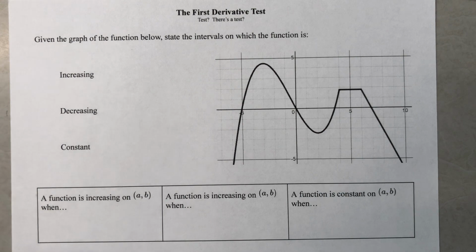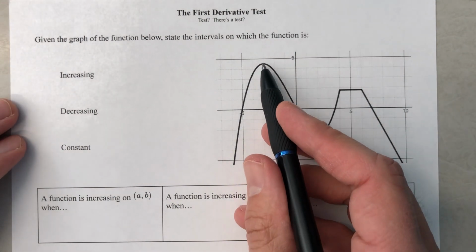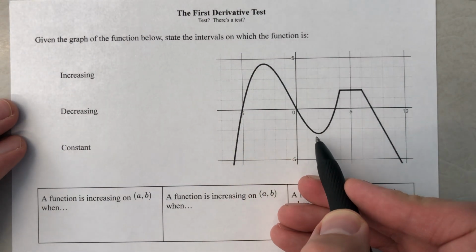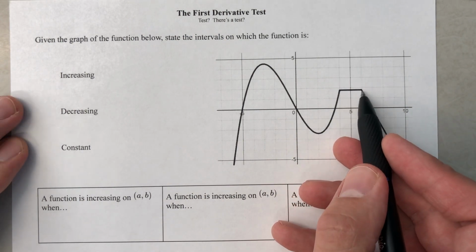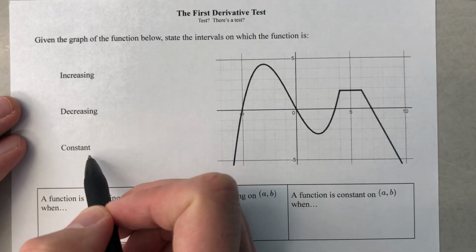And this function is increasing anytime it's going up. Now we have to look from left to right. So the function's going up, going up, going up, going up, going down, going down, going down, going up, level, down, down, down, down, down. Okay? Increasing, decreasing, and constant, that's when it's going up, going down, and, well, flat.